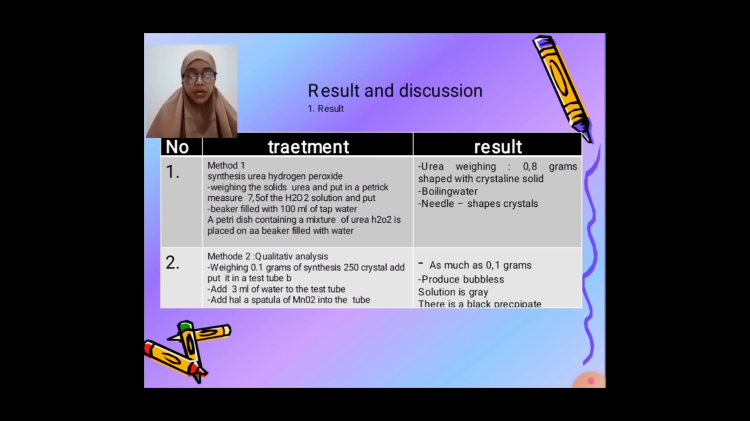Treatment two method: qualitative analysis. Weigh 0.1 grams of the synthesis crystal. Put it in a test tube. Add 3 ml of water to the test tube. Add half a spatula of MnO2 into the tube. Result: 0.1 grams, the bubble solution is gray. There is a black precipitate.